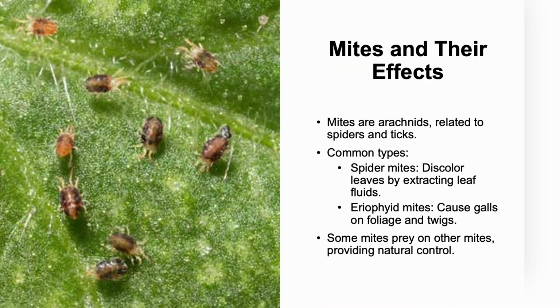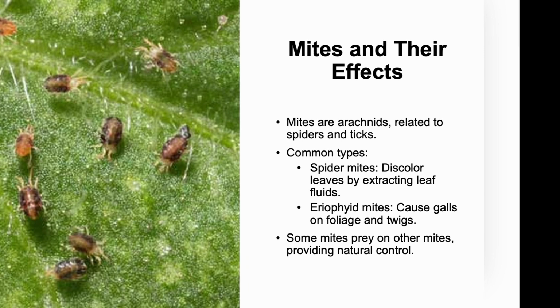As arachnids related to spiders and ticks, they feed on plant tissues, leading to various symptoms. Spider mites, for example, extract leaf fluids, causing leaf discoloration and stippling. Eriophyid mites induce abnormal growths such as galls on foliage and twigs. Some mites are predatory and can help control other mite populations, contributing to natural pest control. That's why identifying the type of mite and assessing its impact is important for determining whether treatment is needed.